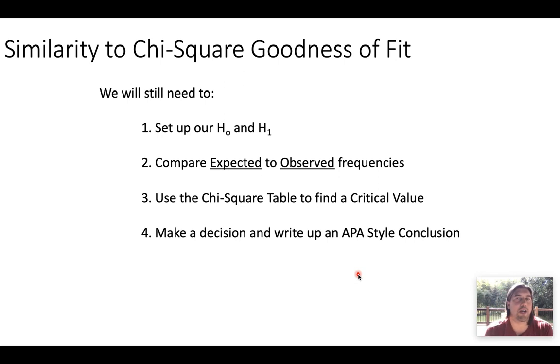So we're going to have some similarities in our chi-square test of independence to our chi-square goodness of fit test. Here are the things that are going to be similar. We still need to set up our null and research hypotheses. We're still comparing expected to observed frequencies. We're still going to use our chi-square table to find a critical value. And then we're still going to make a decision about rejecting or failing to reject the null and then writing up an APA-style conclusion. So those things stay the same.